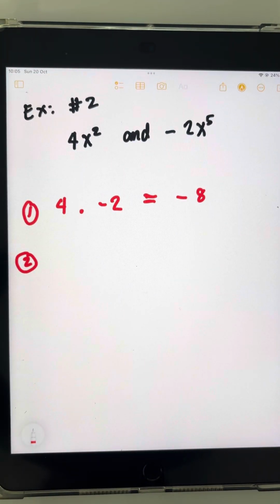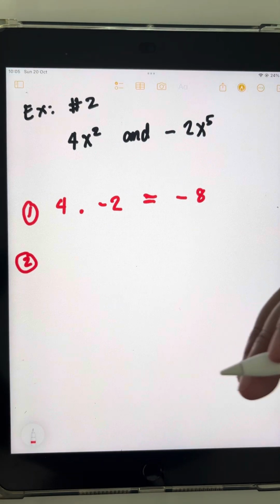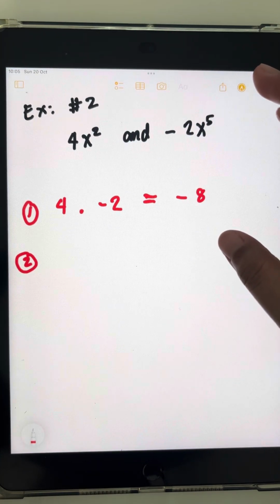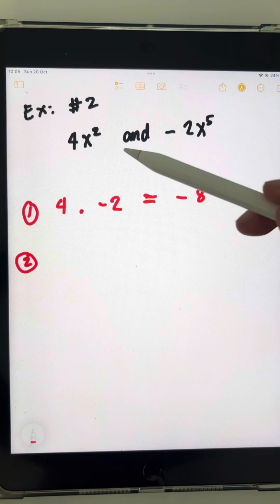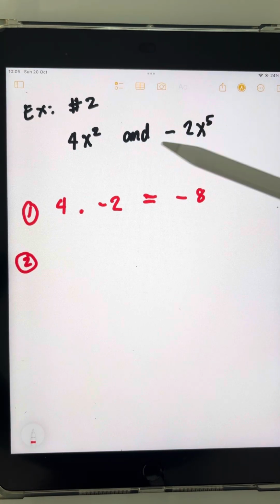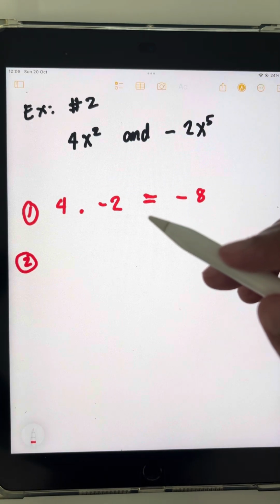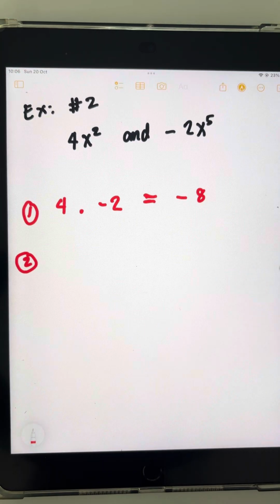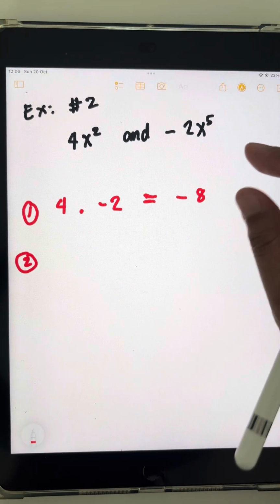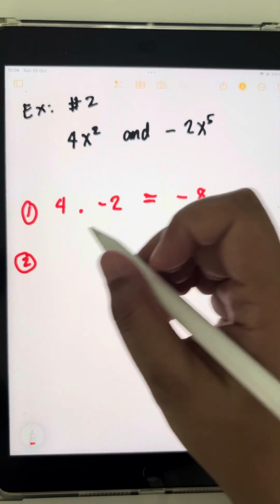combine the variables. In our first example, the bases are different. We have x, y, and z. But here in this example, we have the same base. We have the same variable, which is x, right? So to combine the variables, you have to copy the variable and then add its power. So it will look like this.